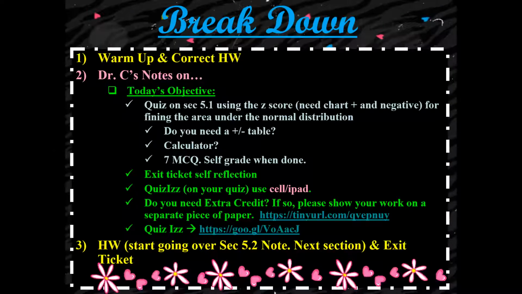This is the breakdown of today. You do have your first assessment on Unit 4, where you're going to use the plus and minus z table, so make sure you guys have that. You do need to have a calculator if you need it. It is 7 multiple choice questions, so it should not be too bad.